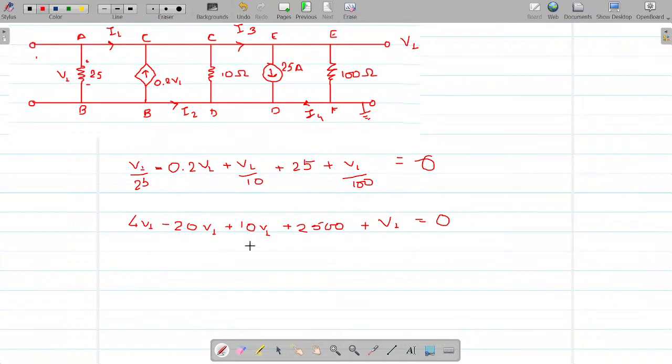So tell me what it makes. This is 5 plus 10 is 15 minus 20 is minus 5 V1. Minus 5 V1 equals, I am sending this to the right hand side, it will be minus 2500, right? So can I write V1 to be what? 500 volts, right?